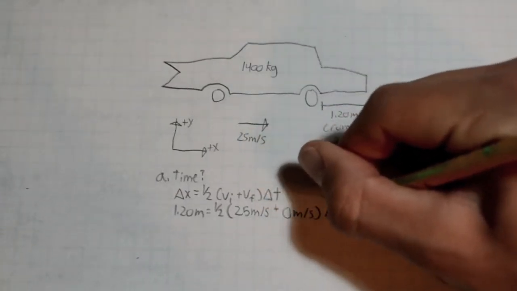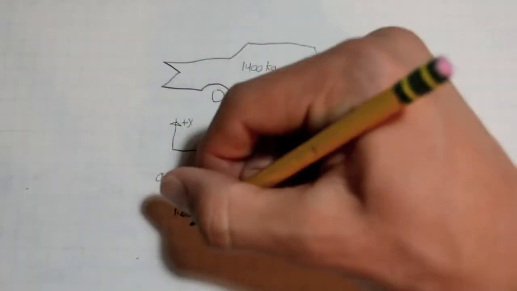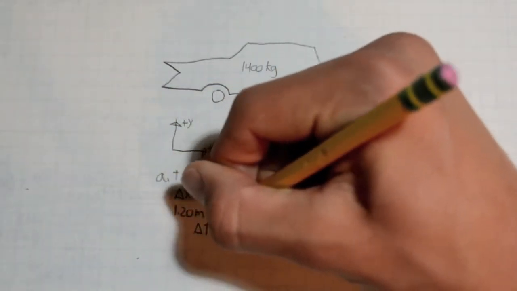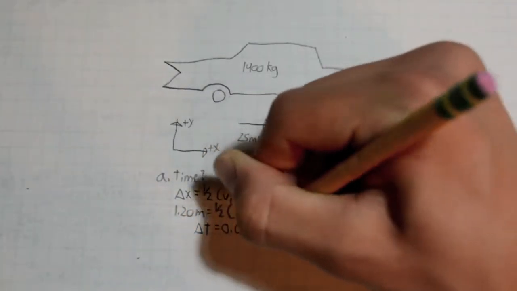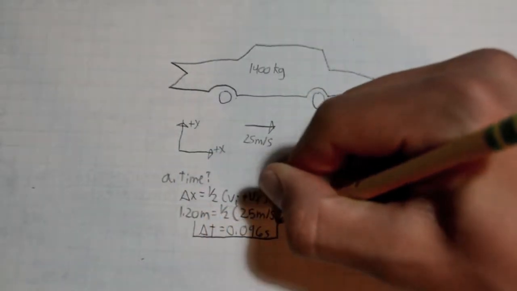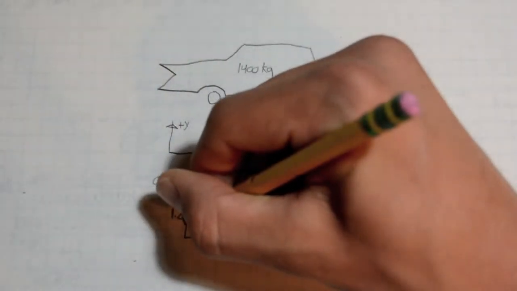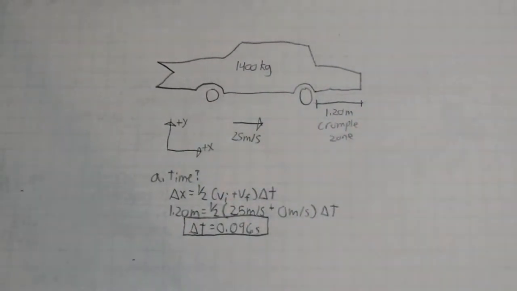And then delta t. So solving for this means that delta t equals 0.096 seconds. And that is the first part of number 15. And we used a kinematic, it was very easy to get to that number.